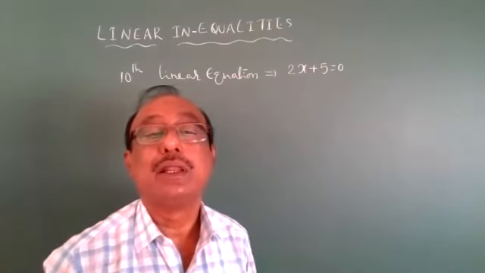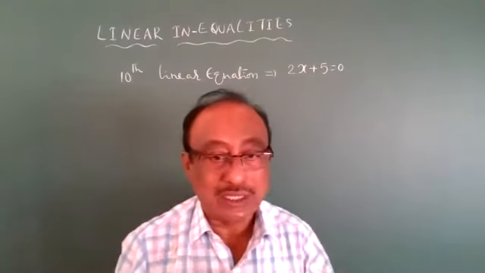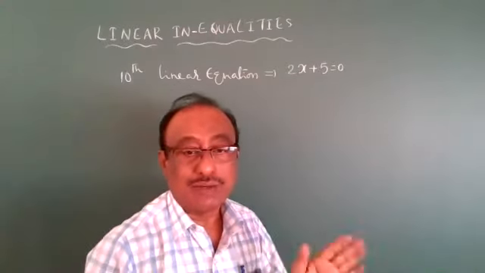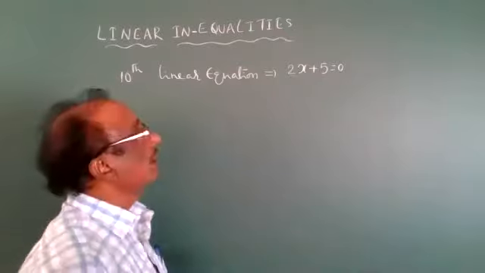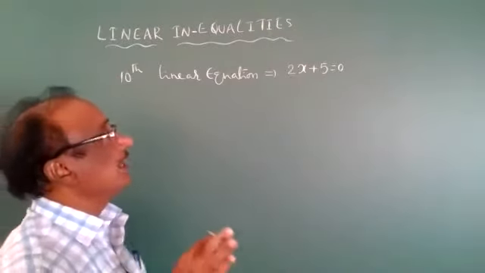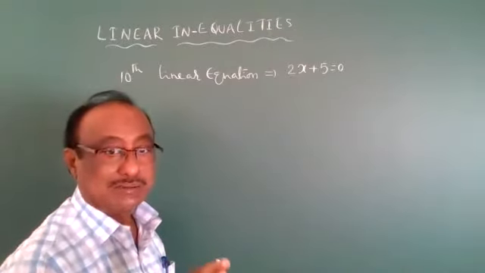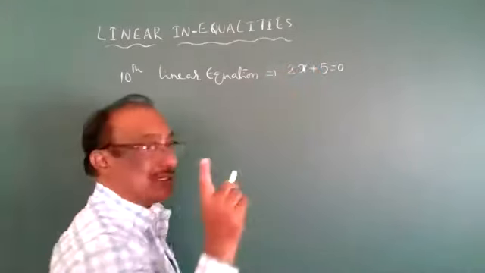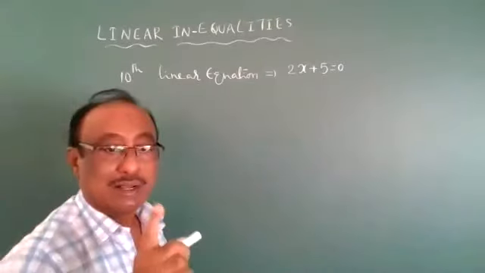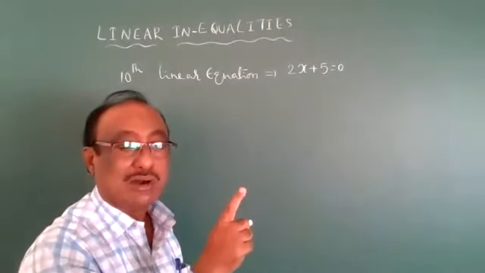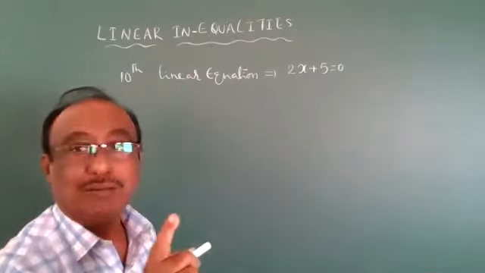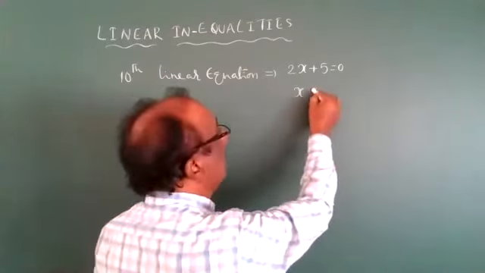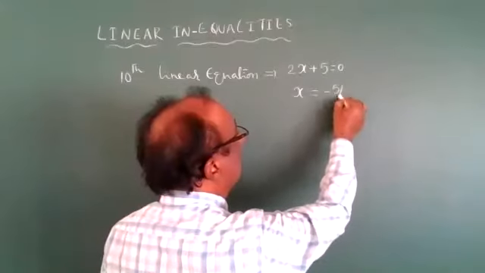There is no material for this chapter, so no objective questions. That's why no material for this one. So for the linear equation 2x plus 5, the highest power of x is 1. Therefore, that is called a linear equation. From this one, we are going to find the x value. So x is equal to minus 5 by 2.